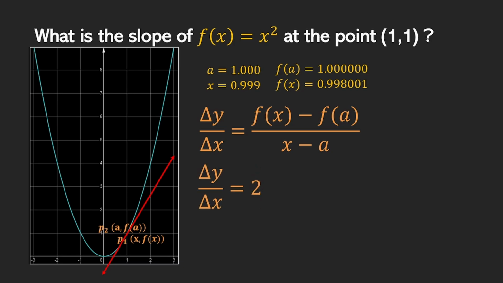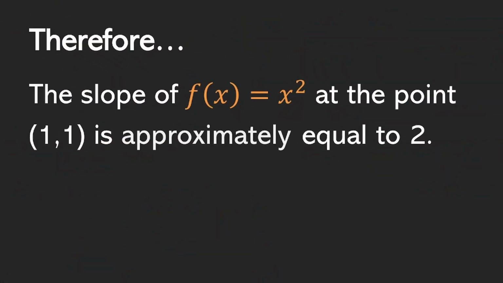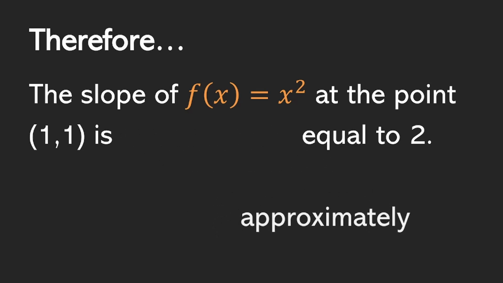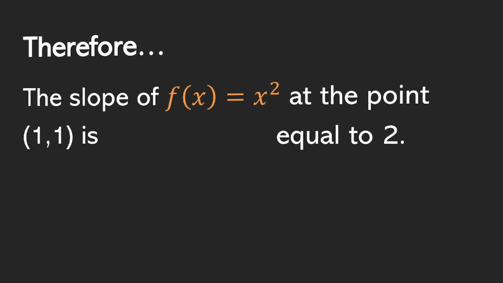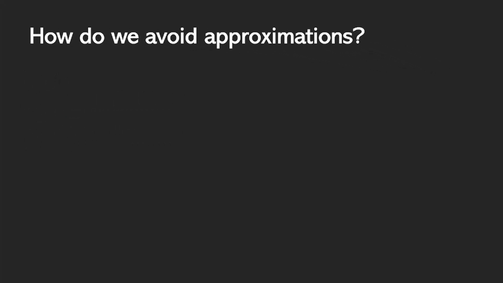So we're getting that the slope is approximately equal to 2, right? Alright, like I just said, the slope of f of x equals x squared at the point 1 comma 1 is approximately equal to 2. But the problem here is we're still getting an estimation. This is a guess. We don't want an estimation. So what do we do? How do we avoid these approximations?